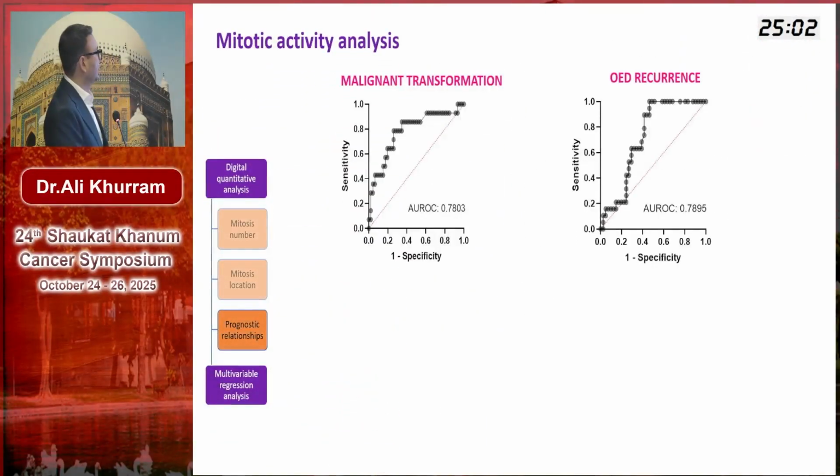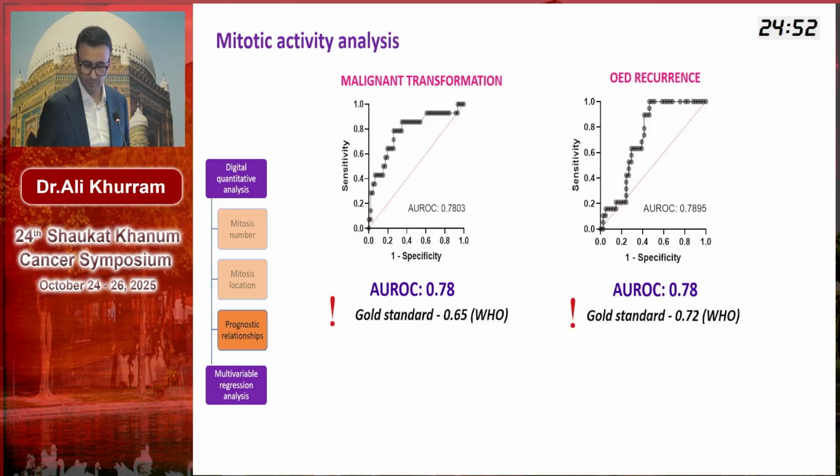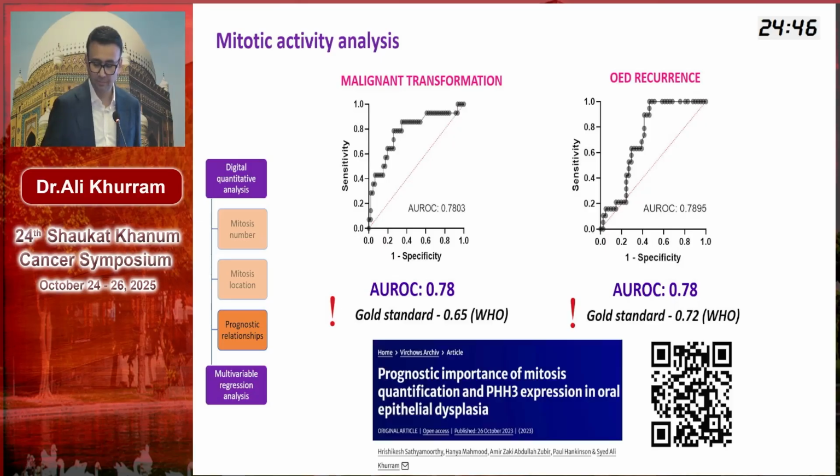So here you can see that the accuracy is around 78% in terms of looking at the total number of mitoses and whether a lesion can become cancerous or whether it recurs. Whereas if you compare it to WHO alone, it's significantly inferior. And this was published in Virchows Archiv.